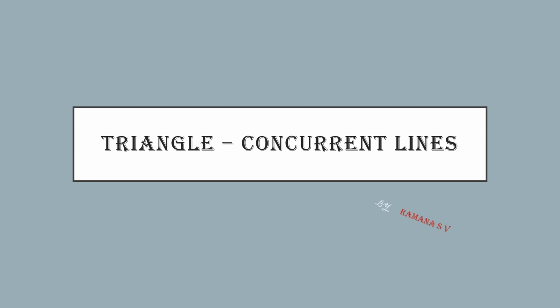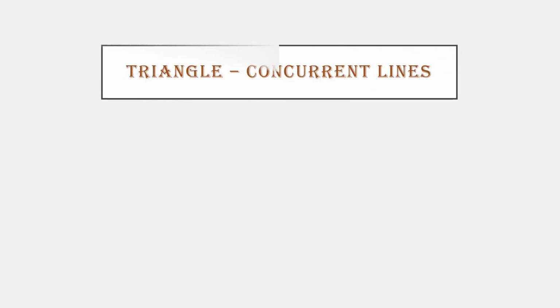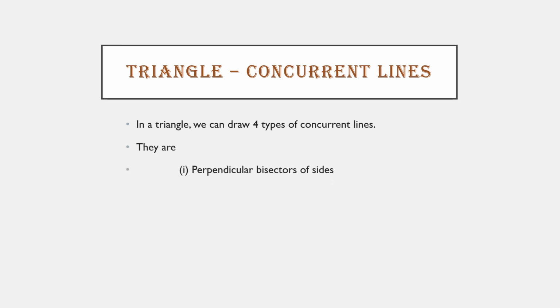And we also discussed that in a triangle, we have four types of concurrent lines. They are perpendicular bisectors of sides, angle bisectors, medians, and altitudes. We learned that in the last video. Now we will discuss the first type, that is, perpendicular bisectors of the sides.